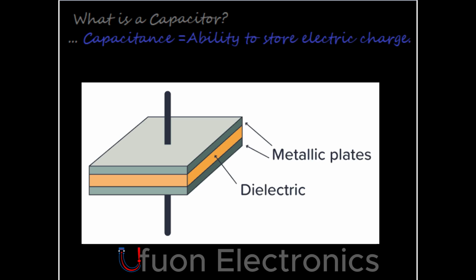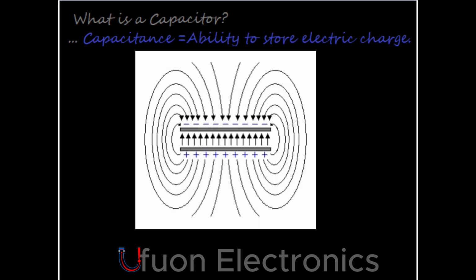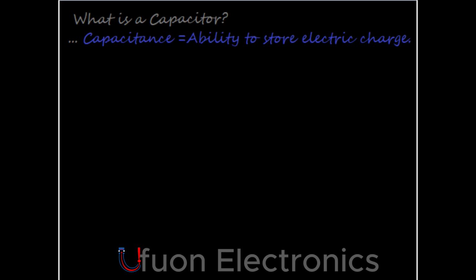When a voltage is applied across the plates, electric charge builds up, creating an electric field. The capacitor's ability to store charge is measured in farads, and it's represented by the symbol C in circuit diagrams.